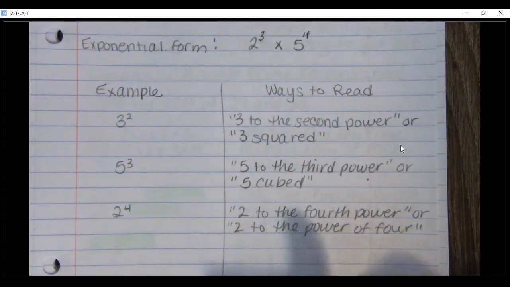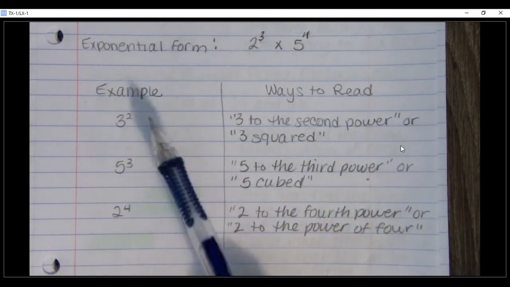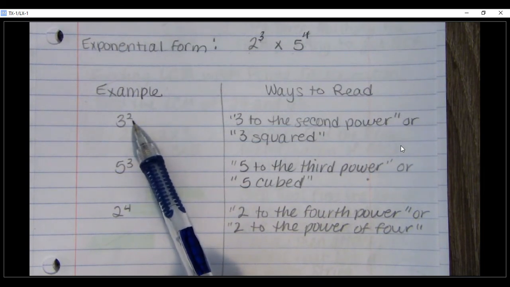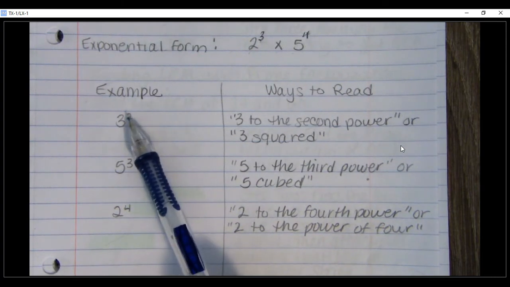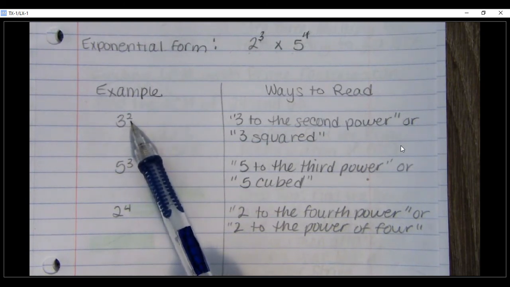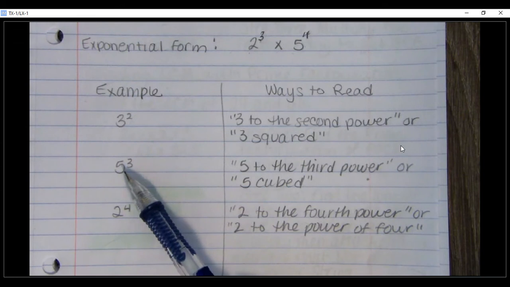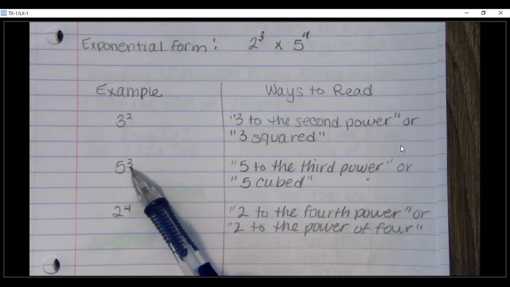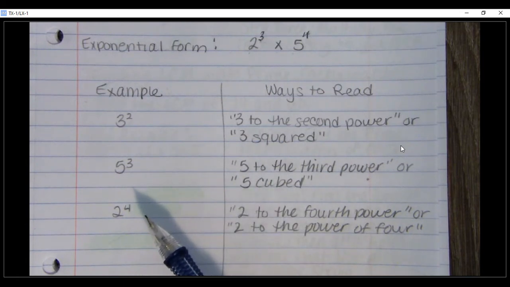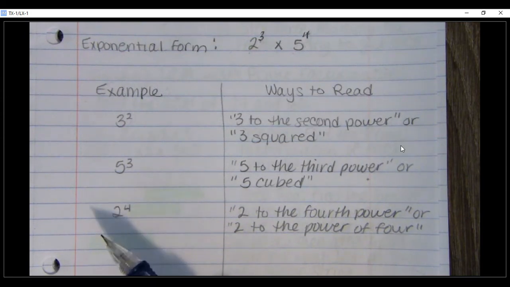It's not only important to be able to write it, but also to read it. Powers have different names. If you have a 2 right here, that can be read as 3 to the second power or 3 squared. Again, that's only if that little 2 is by our base. It could be second power or squared. Now, if you have a 3 in the power spot, this can be read as 5 to the third power or 5 cubed. So if there's a 3, it could be to the third power or cubed.